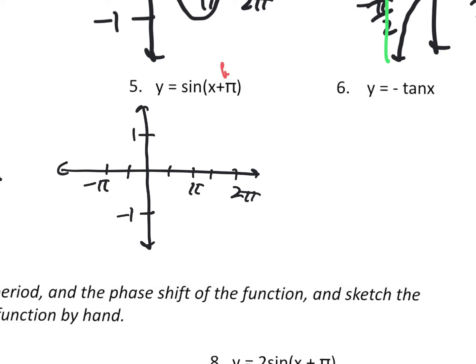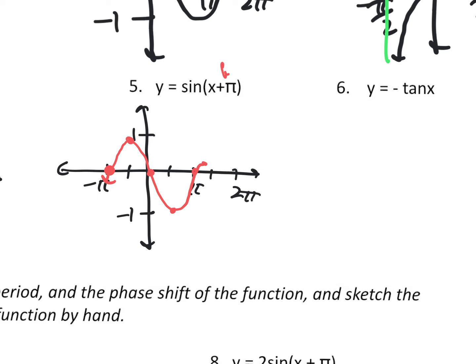Now, because it's been shifted left pi, I'm actually going to start my graph at negative pi. All right, so usually when sine starts at 0, goes up, down, up. That's my new 0. The negative pi is my new 0, so it's going to go up, down, up, just like that. So when I draw my sine graph, it's going to look like that. Remember, technically, it keeps on going.